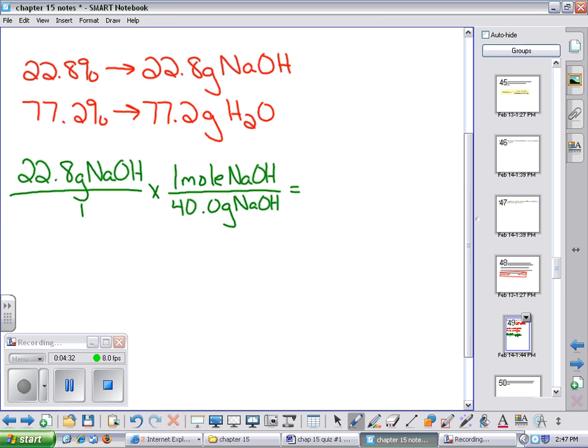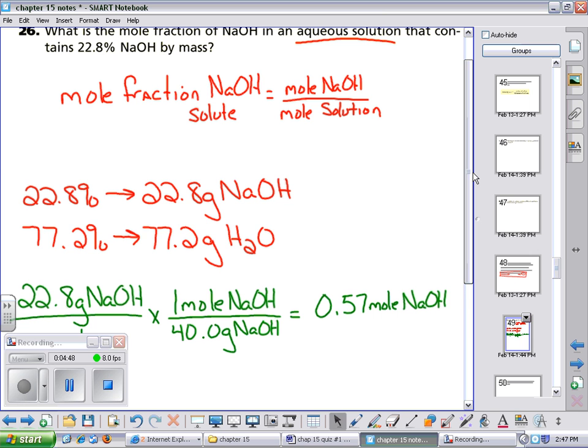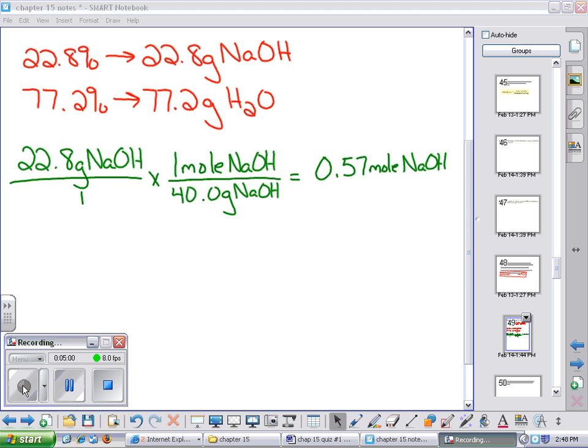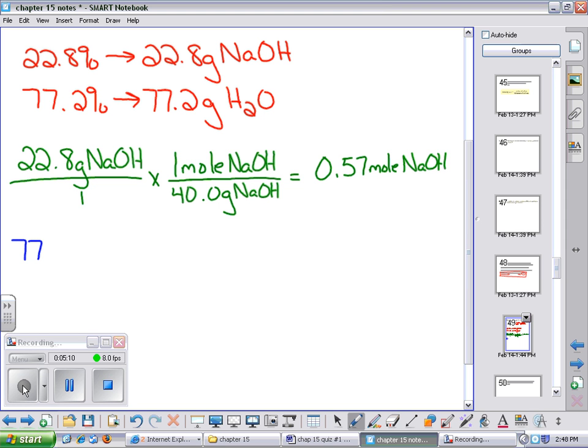And we get an answer. 22.8 divided by 40 is 0.57 moles of sodium hydroxide. But according to our equation, we have to divide it by the moles of our solution, so we need to figure out how many moles of our solution we have. In this problem, it doesn't tell us how much total solution we have, but we just figured out how much water we have. So we're going to convert our 77.2 grams of water into moles of water.